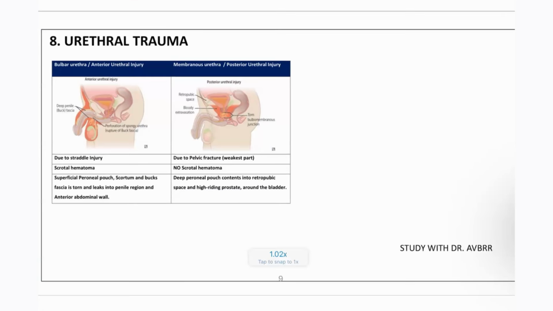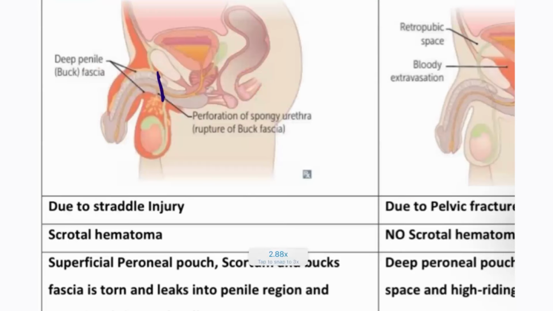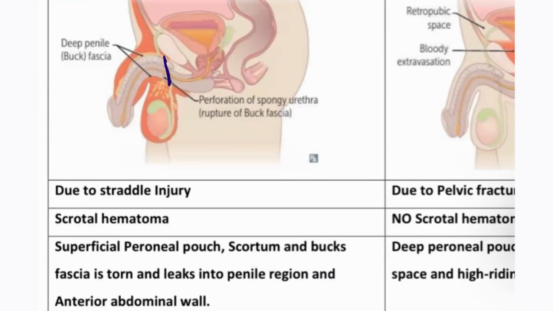Next, moving on to urethral trauma. Urethral trauma is subdivided, guys. One is the bulbar urethra injury and the other is the membranous urethra injury. Here you can see the most common site is the bulbar urethra. Here you can see the breakage that has happened in the bulbar urethra, where the urine is going to stand. So basically here you can see the bulbar urethra is ruptured, so Buck's fascia, which is covering it, is also going to rupture.